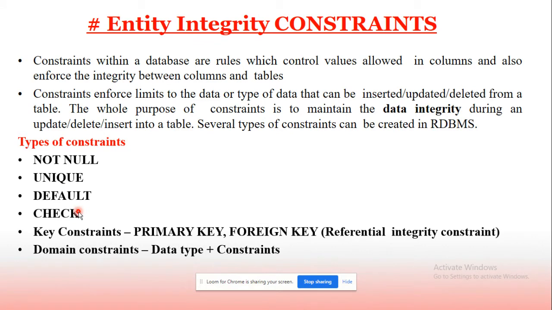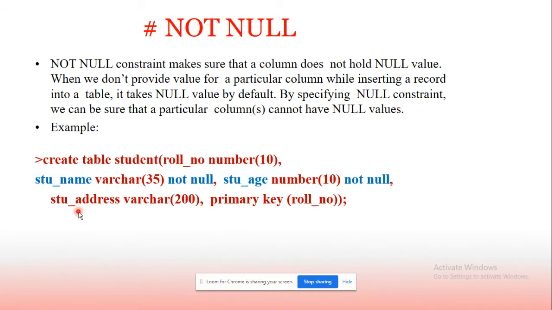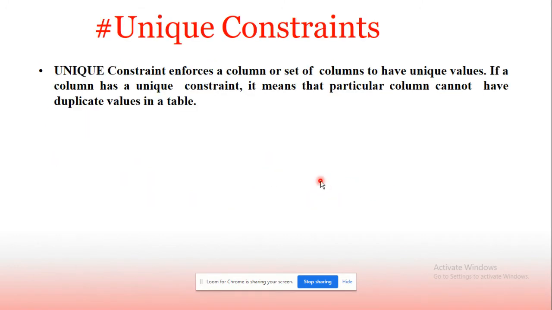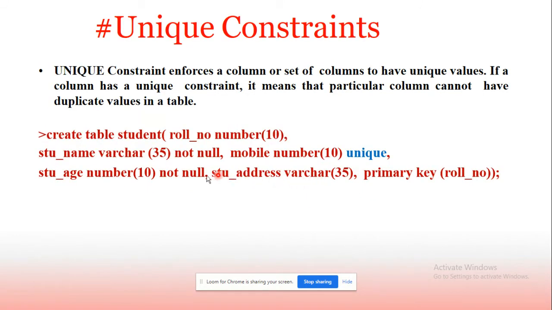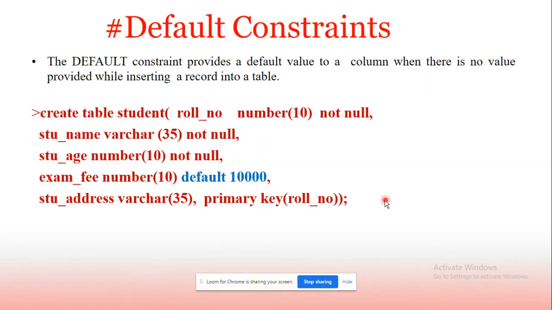And notice one thing, we can also have multiple constraints for one field. Like here we have defined not null for the student name, and student age is defined as not null. In the same way we can have unique constraint and not null constraint at the same time. Also we can define multiple constraints. So here is an example. Suppose I have defined not null, not null, and here default is 10,000 for the exam fee.